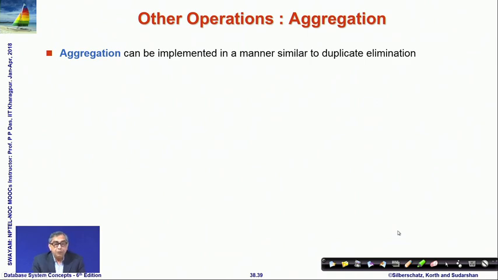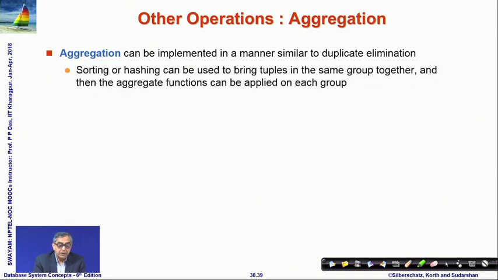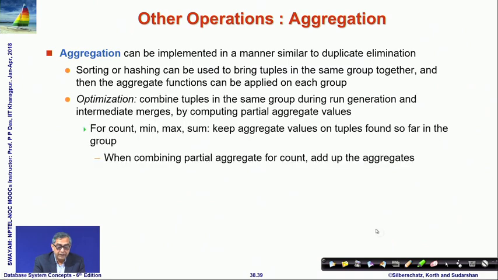Aggregation, that is, whatever you do with group by. Aggregation will certainly be efficiently done if you have done sorting, because if you are grouping by something and you have sorted on that, those elements will come together, or if you are hashing, they will also come together. So, you can easily do the computation on that.